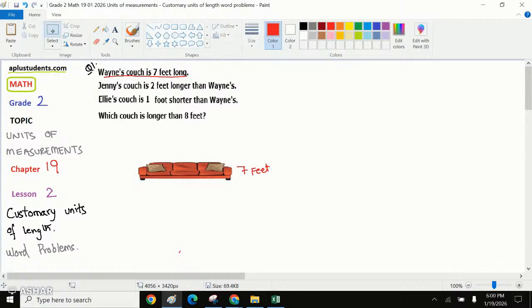So that means Jenny's couch should be longer in length. Do we agree? If this is Jenny's couch, this couch should be 2 feet longer. So what is the length of Jenny's couch, if it's 2 feet longer?